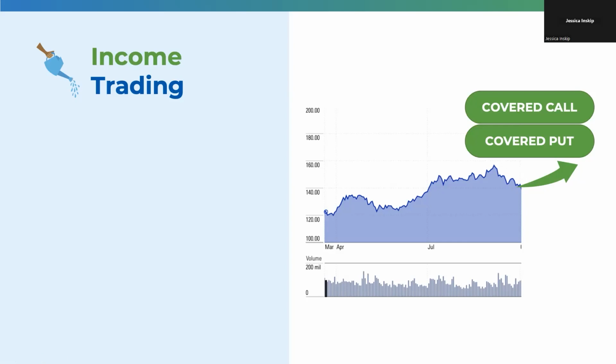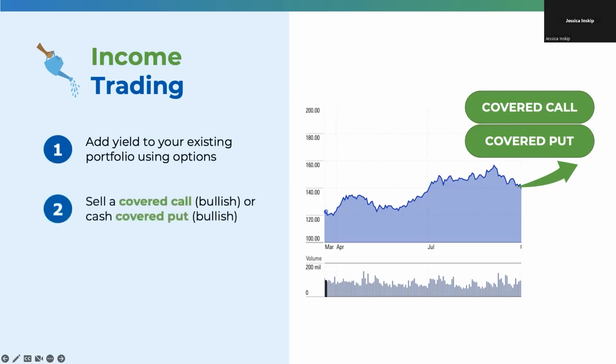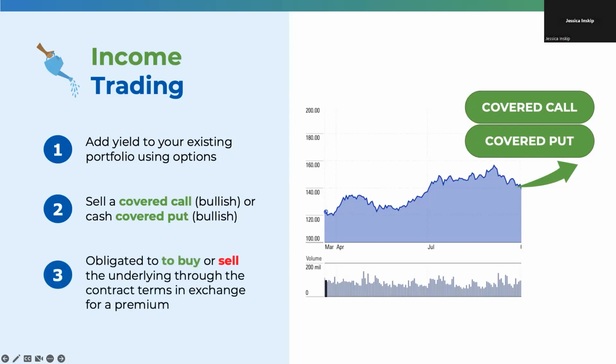So that's how options can be used for income on a portfolio that you already have. It's just by utilizing the obligations that are found within options. And again, we have a session that we'll go into a lot more detail with. So it's utilized for yield on existing positions. Both of these strategies, a covered call and a cash covered put, are bullish because you make maximum profit when it moves upwards. And a lot of that also depends on strike and strategy selection, which we'll talk about when we go into strategy specifics. And what you're doing is just creating an obligation to buy or sell the underlying through the contract terms in exchange for a premium. And that premium is what generates the yield on your portfolio.